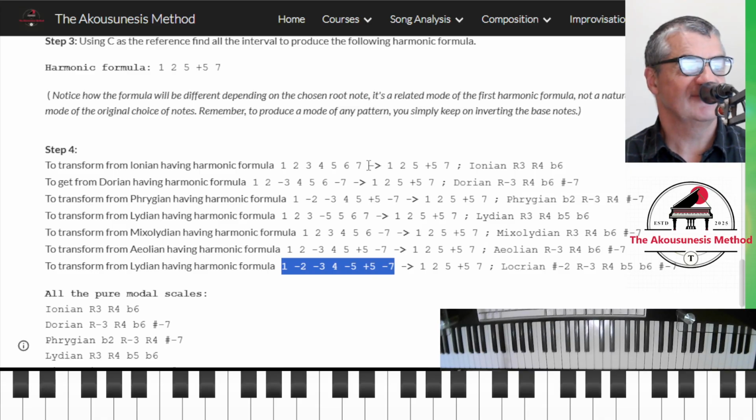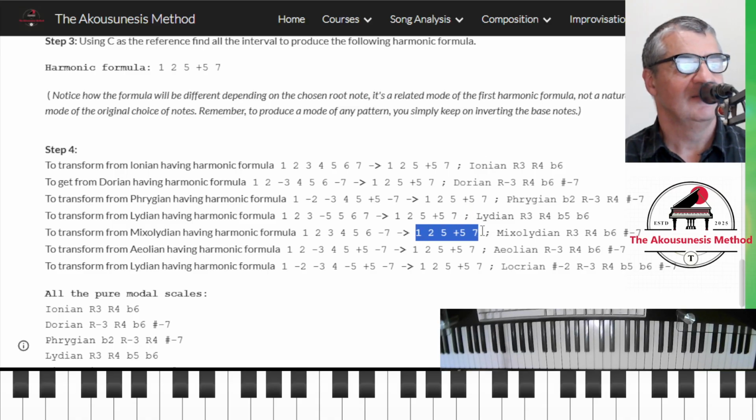And we're going to transform them into where we want to be. We want to be there. So all these are the same. We want to get to 1, 2, 5, plus 5, 7. We want to get there, right? But from a different starting point. In this case, it's Ionian.